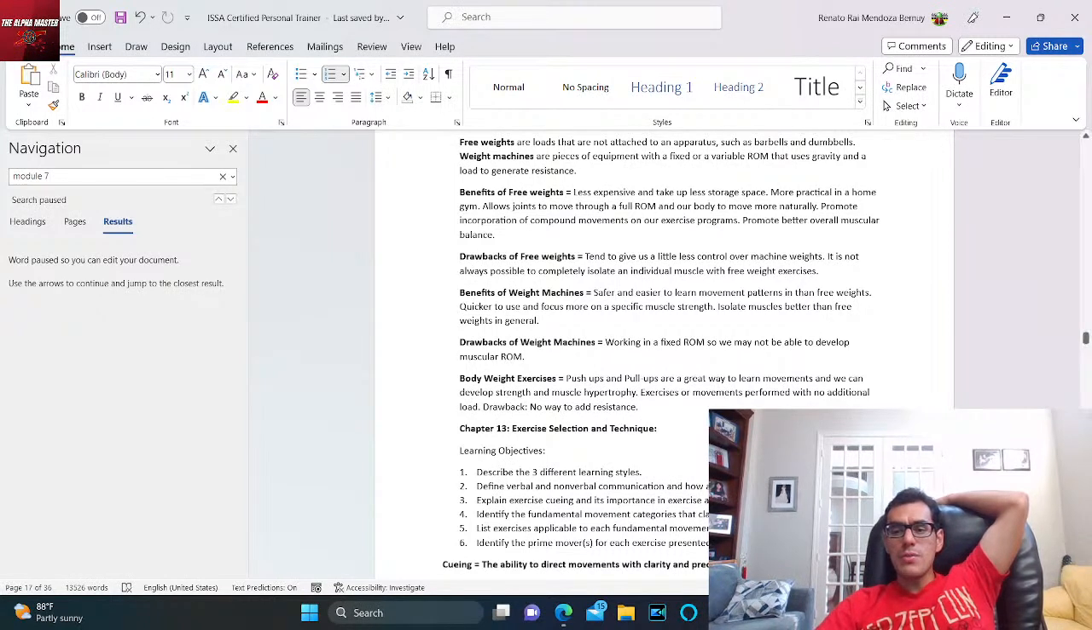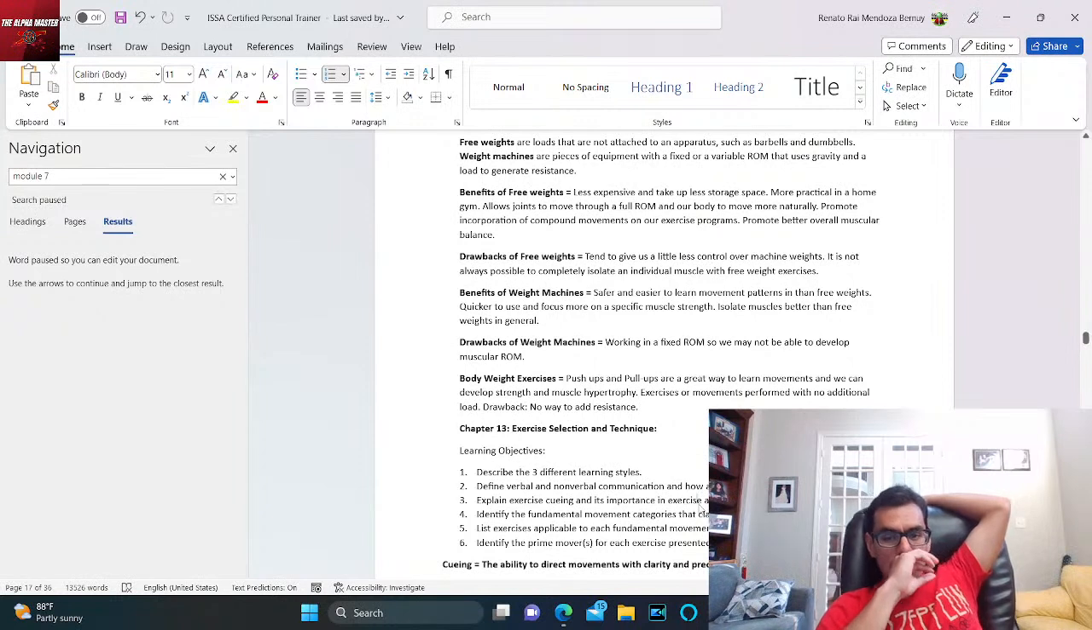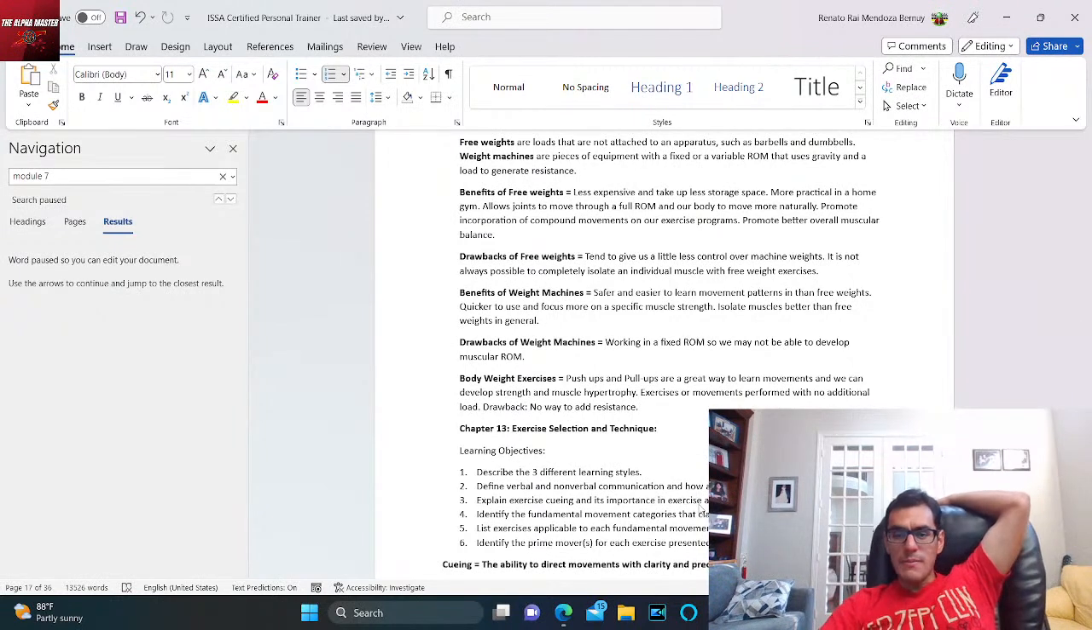Explain exercise cueing and its importance in exercise and fitness. Identify the fundamental movement categories that classify human movement. Now, list exercises applicable to each fundamental movement category and identify the prime movers for each exercise presented.